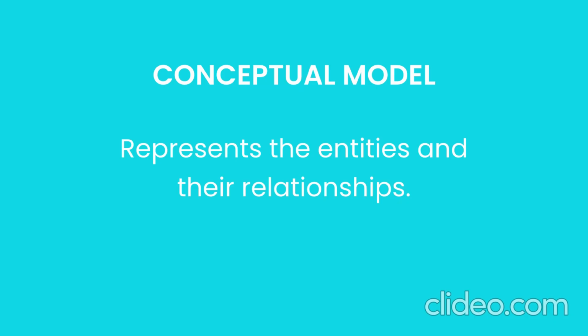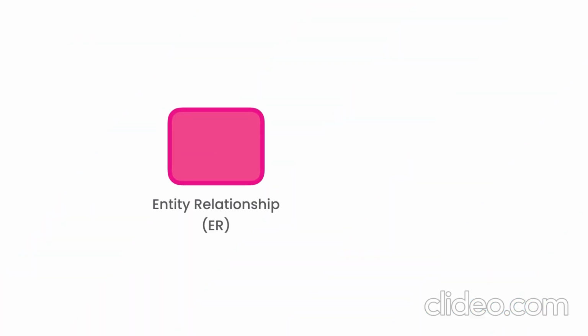Now, we need a way to visually see these entities and their relationships. There are basically 2 ways to do this. We can use entity relationship or UML diagrams. These are both ways for visually expressing concepts.